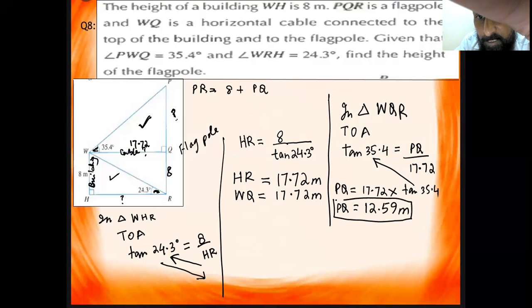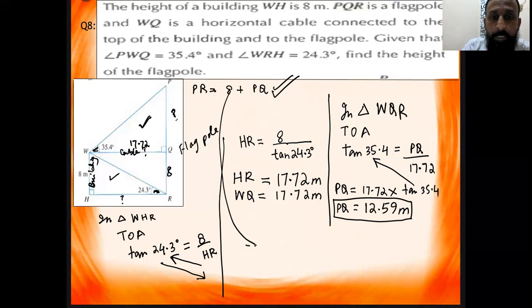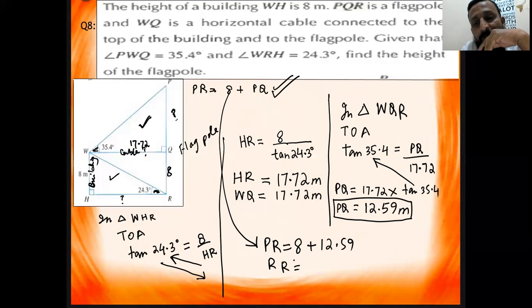Still, this is not our answer, boys and girls. We'll get our answer from this. As I told you earlier, I'm writing it here again. So therefore, the height of the flagpole PR is equal to 8 plus 12.59. So 8 plus 12 gives you 20. So the required height is 20 point, we can correct it to three significant figures, 20.6 meters.